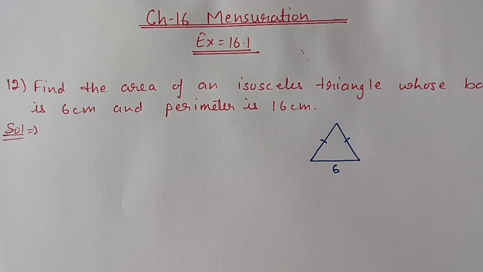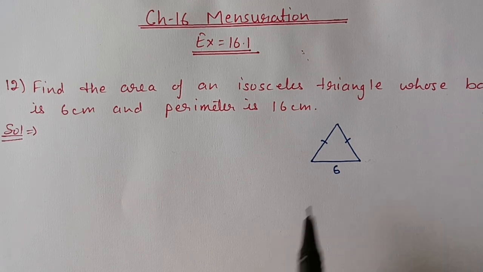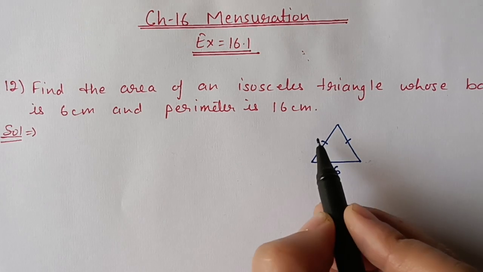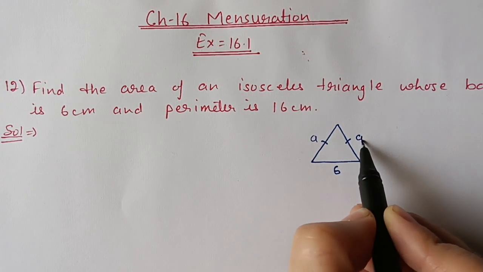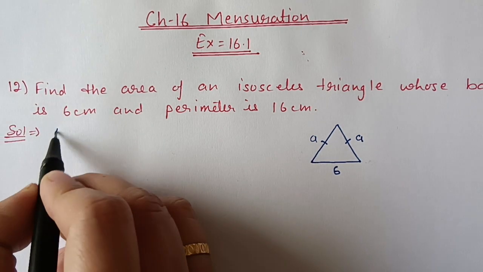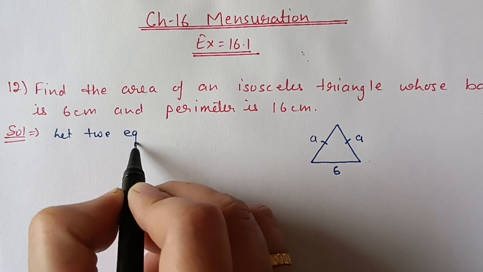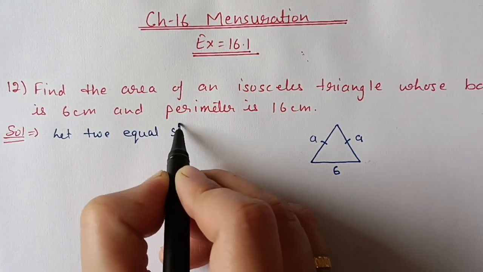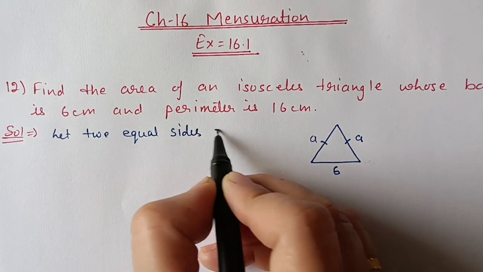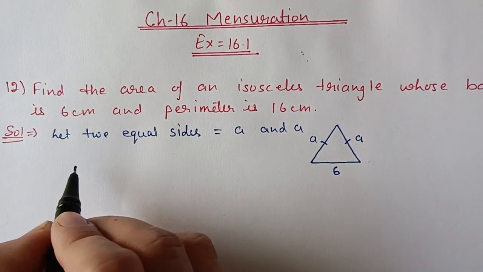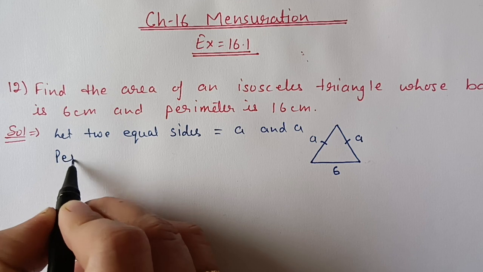So isosceles triangle means a triangle which has two sides equal. So if I take these two sides as equal, the third will be the base, which is given as 6 cm. So let the two equal sides be A and A. Then perimeter will be the sum of all three sides.